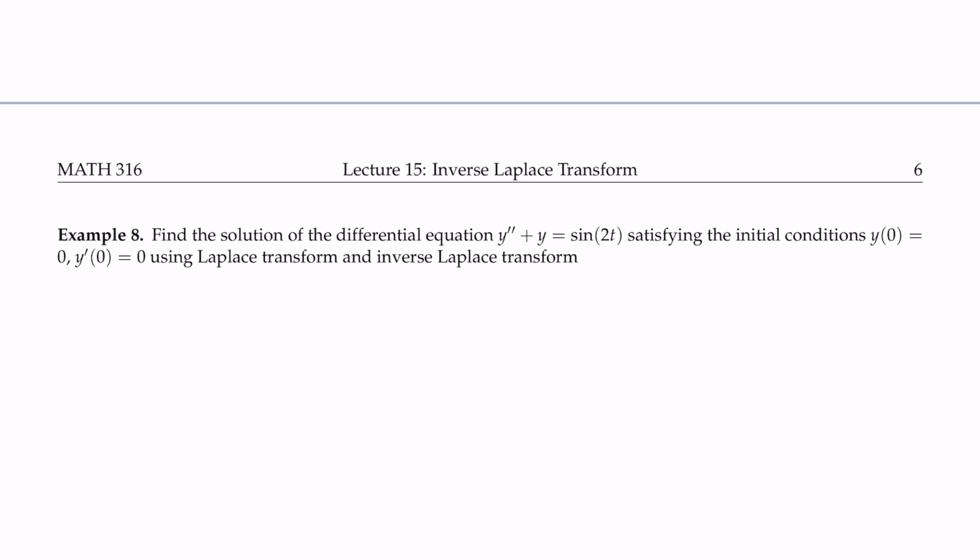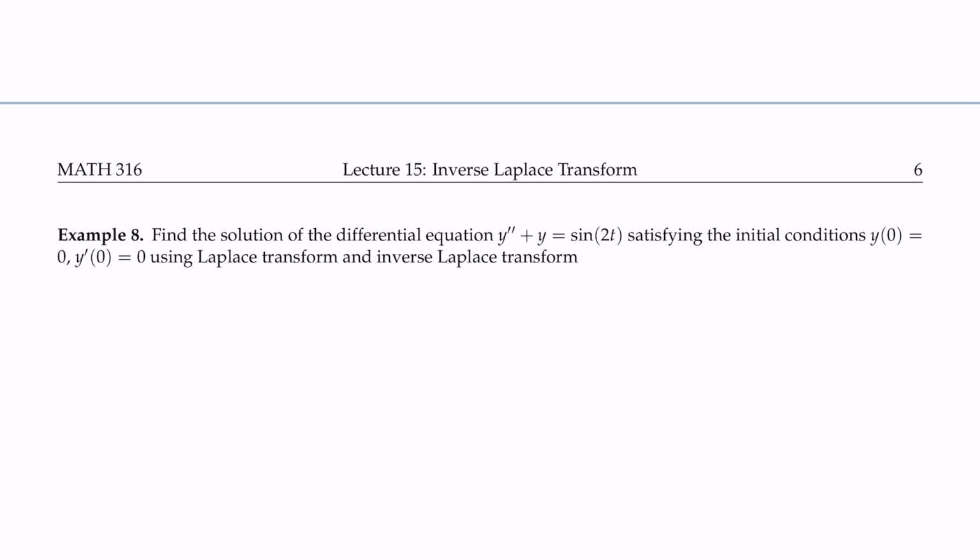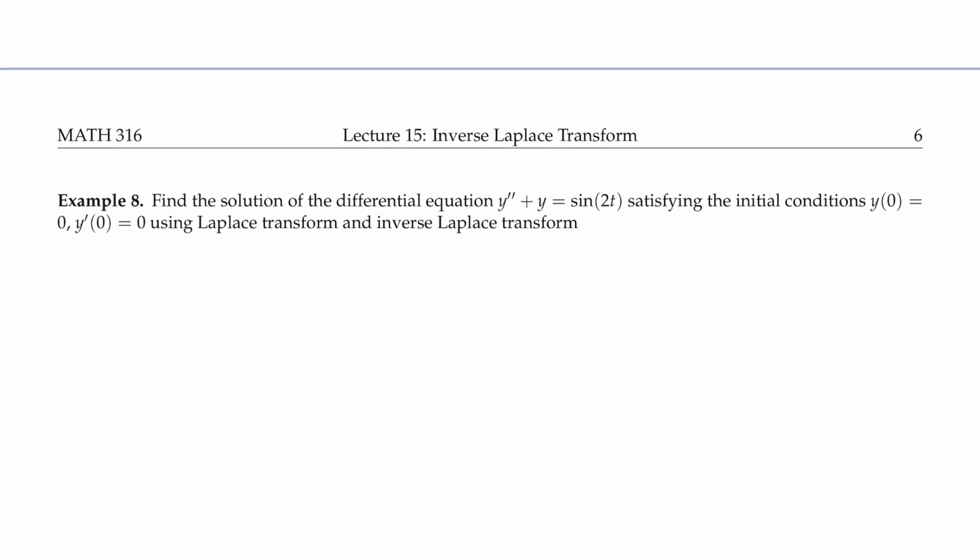In this case it is sine of 2t. So you want to find the solution of this differential equation satisfying the initial conditions y of 0 equal to 0 and y prime of 0 equal to 0, using Laplace transform and inverse Laplace transform. Nice. So similar to the last two examples, you apply the Laplace transform on both sides of the equation, and you get the Laplace transform of y double prime plus y equal to the Laplace transform of sine of 2t.